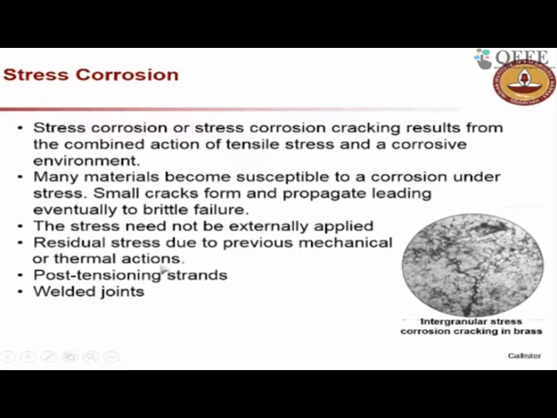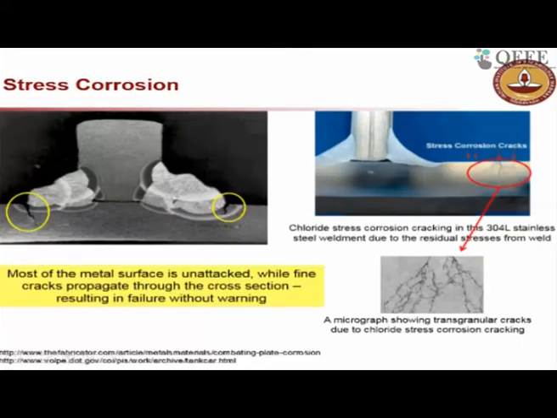Now in post tensioning strands and welded joints, you can have corrosion. I will show the picture here. This is a welded joint. You can see there is a heat affected zone right outside this welded region. In this portion you can see a crack here, and here also you can see a crack. This is because this is the heat affected zone, right adjacent to the weld.